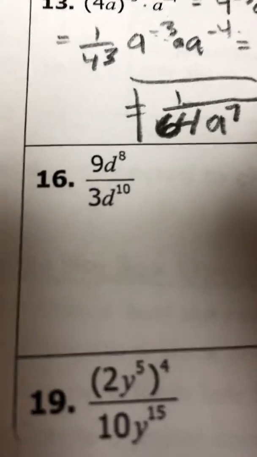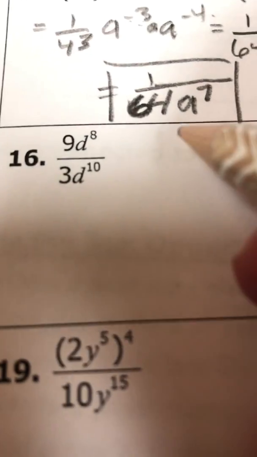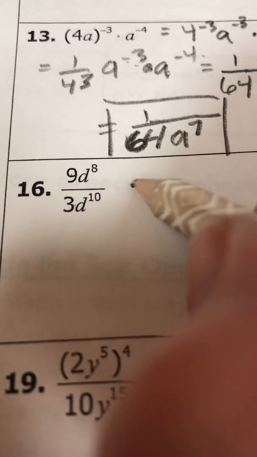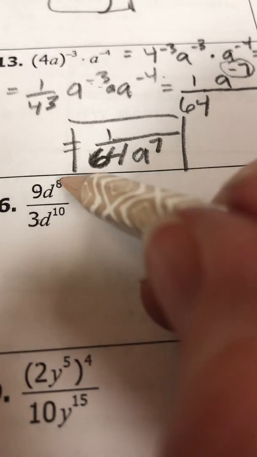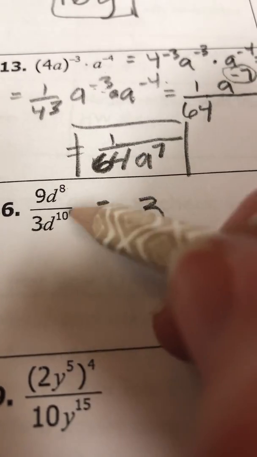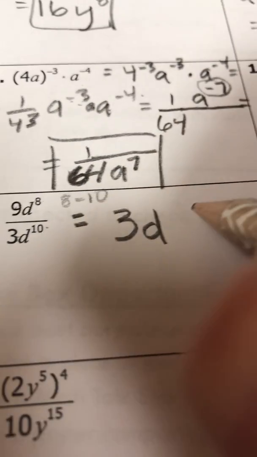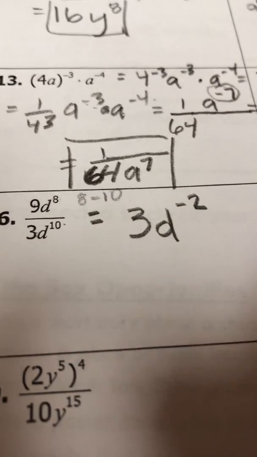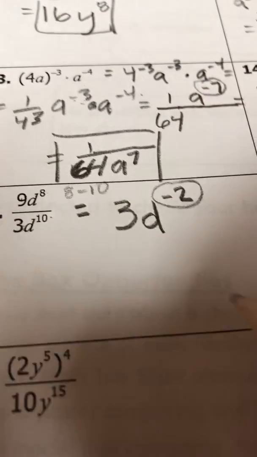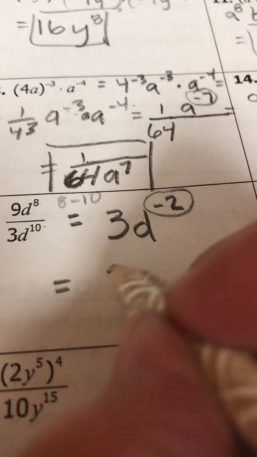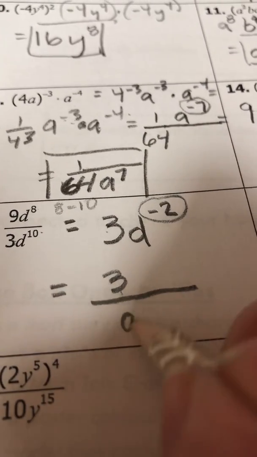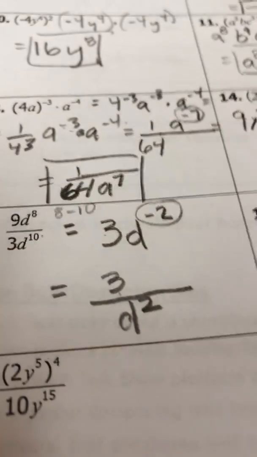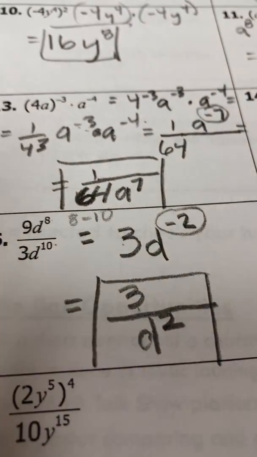My kids are wondering where I am right now. 9 divided by 3. So let's go for this. 9 divided by 3, I know it's 3. And then I have my quotient rule, 8 minus 10, which is negative 2. But remember, I'm going to circle that because I can't be in my final form. I'm going to hold on to my coefficient. I'm going to bring this whole exponent down. 3 over d squared.